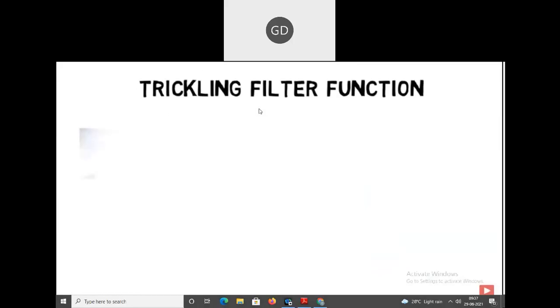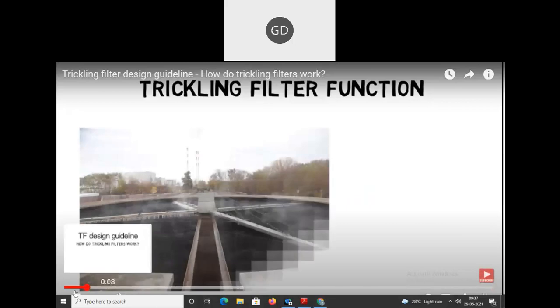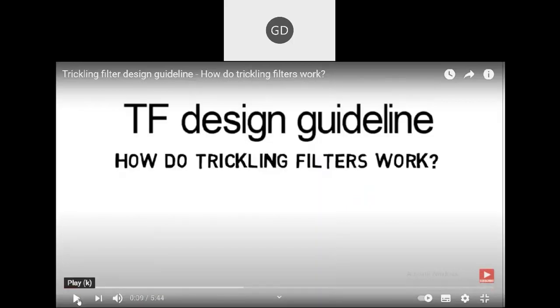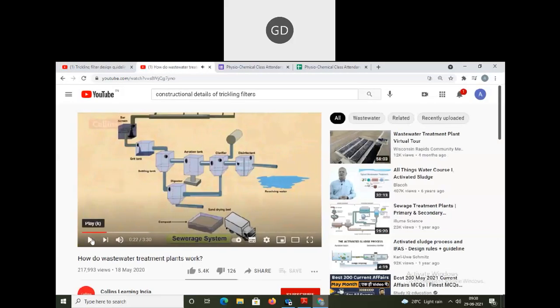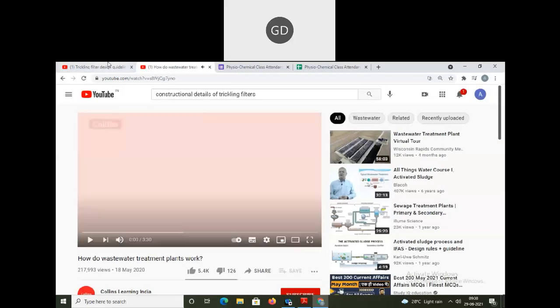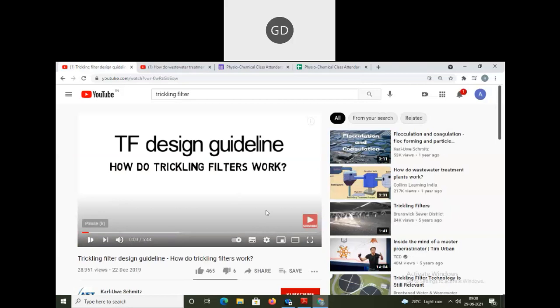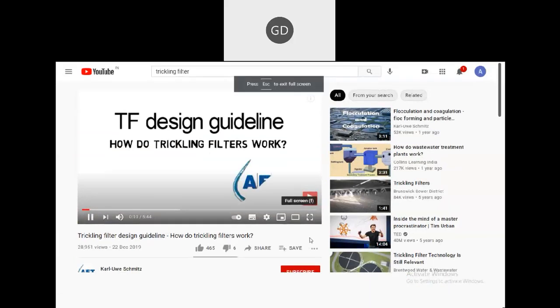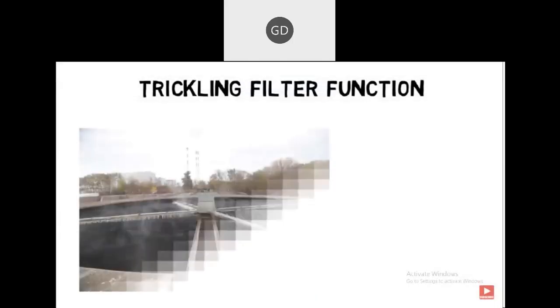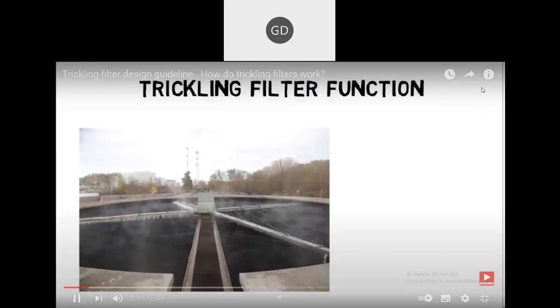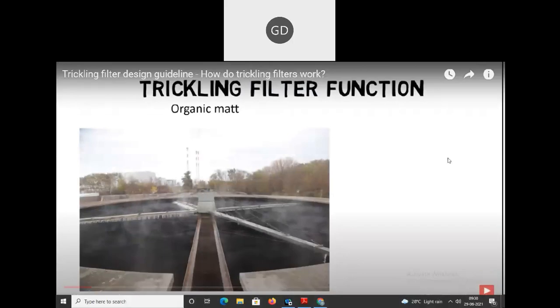Cities and towns have sewerage systems in place to carry wastewater from homes, hotels, factories, and other establishments to a sewerage treatment plant. Trickling filters are biological reactors within wastewater treatment plants, which are used to remove organic matter and/or ammonia from wastewater.